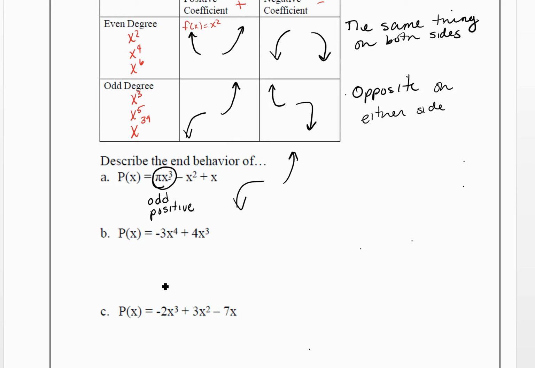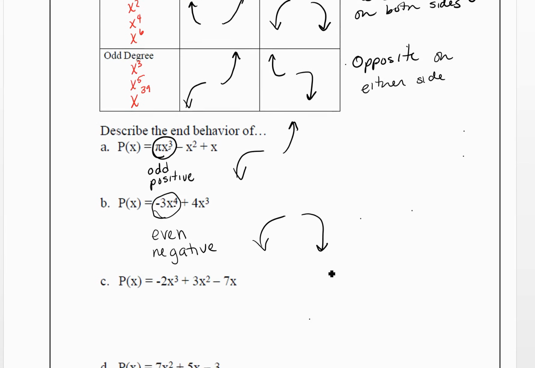For b here we have p of x equals negative 3x to the fourth plus 4x cubed. Again, the only thing we care about is this first term. The degree here, the exponent, is even, and the coefficient is negative. So even tells us it's doing the same thing on either side. Negative tells us it's going down. So we know the chart would look like that.